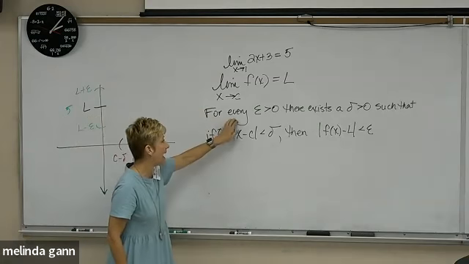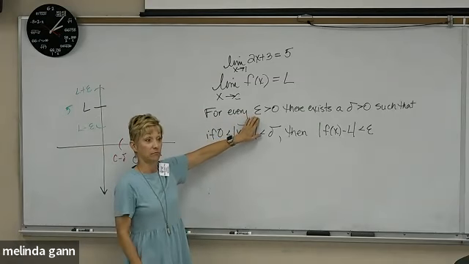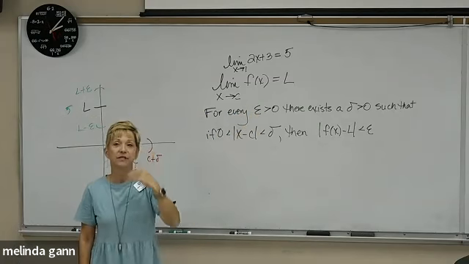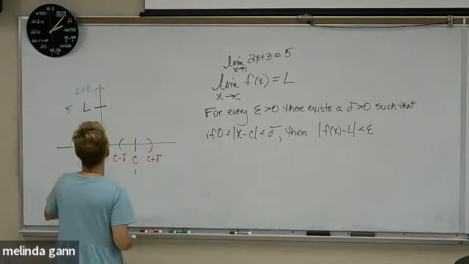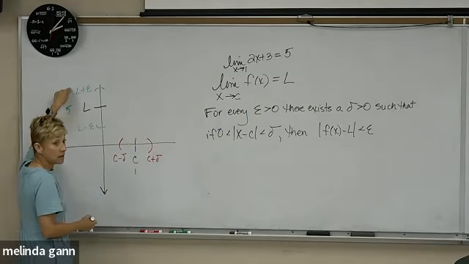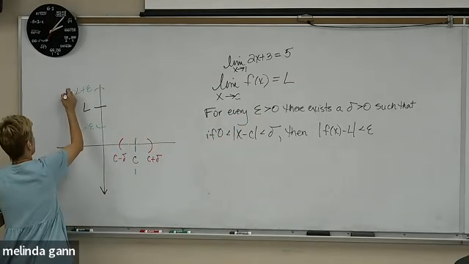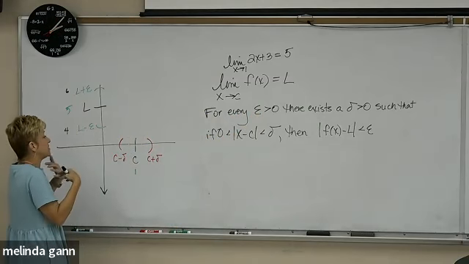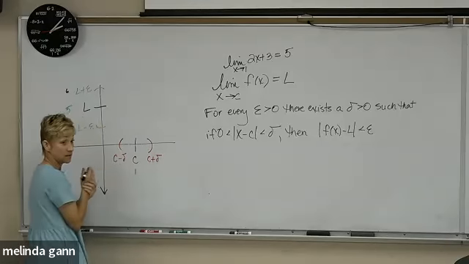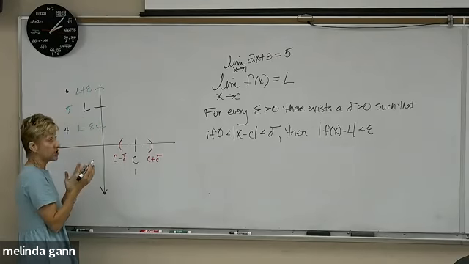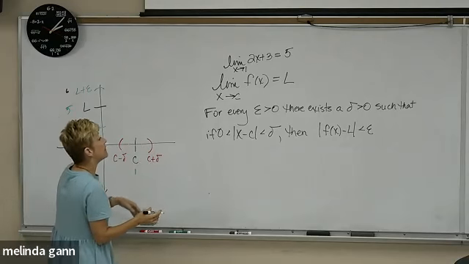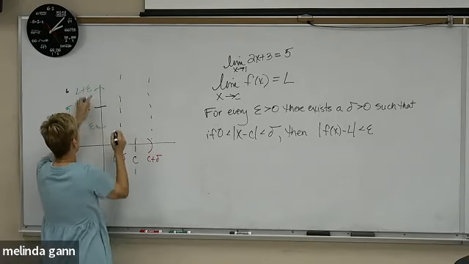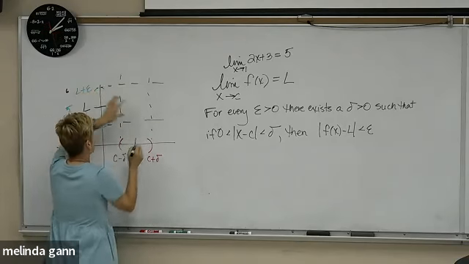This says for every epsilon imaginable. So you say epsilon is 1. That means I'd take my 5 and add 1 to go up to 6, and subtract 1 to go down to 4. I've got to come up with some C value around 1, so that if you're in this interval, the graph stays in the box.